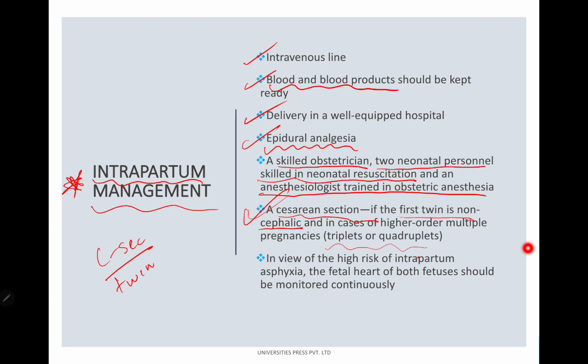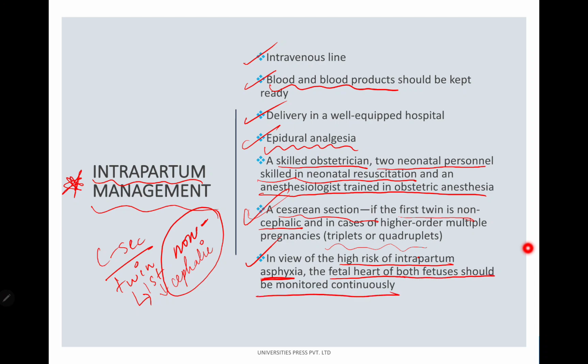But in case of a twin pregnancy, if the first twin has a cephalic presentation, then vaginal delivery can be attempted. If it is a non-cephalic presentation, then you need to go for C-section. In view of the high risk of intrapartum asphyxia, the fetal heart rate of both fetuses should be monitored continuously.